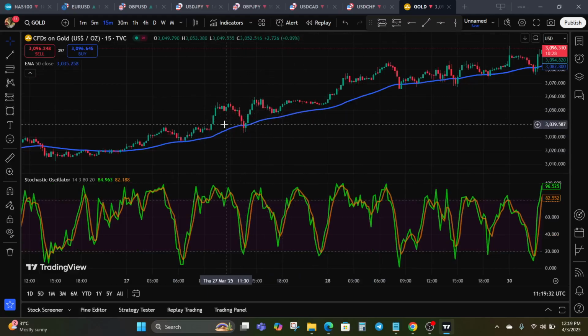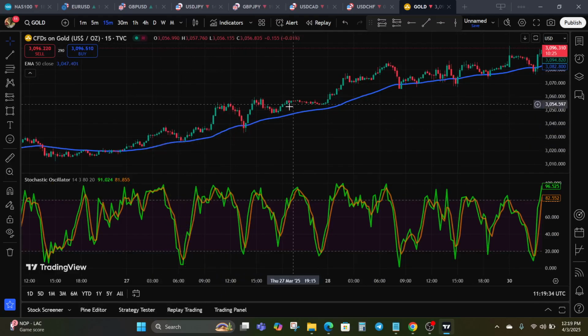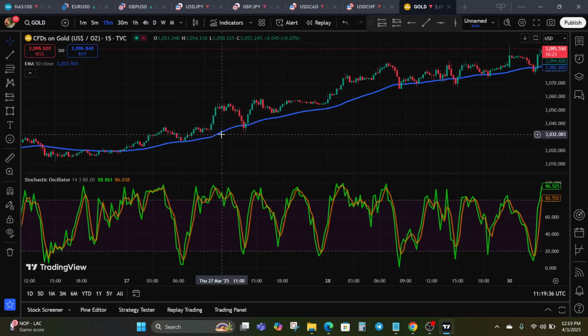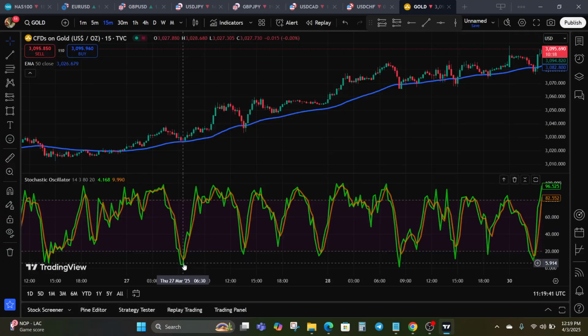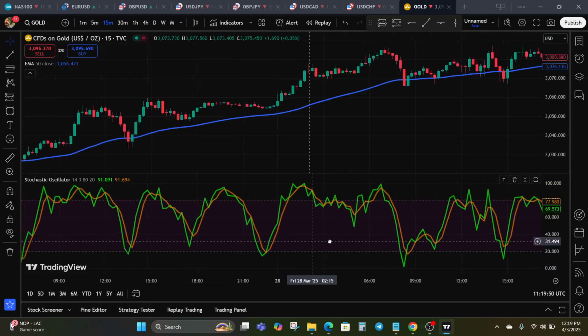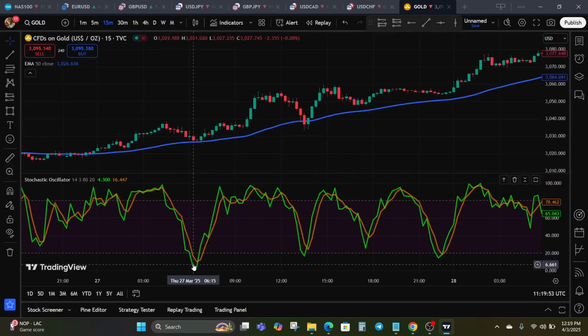So once you have confirmed an uptrend with the aid of the 50 EMA, you look at the stochastic. You ensure that the stochastic oscillator is below the 20 level, meaning oversold. Once that has happened, you watch out for the crossover. The main line should cross above the signal line. There should be a crossover in the upward direction. So once this green crosses above this brown, that confirms the upward move.